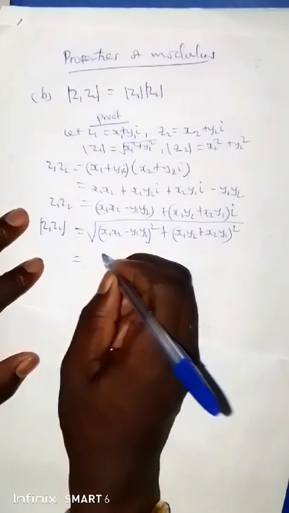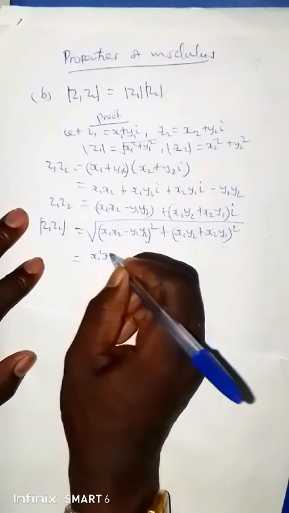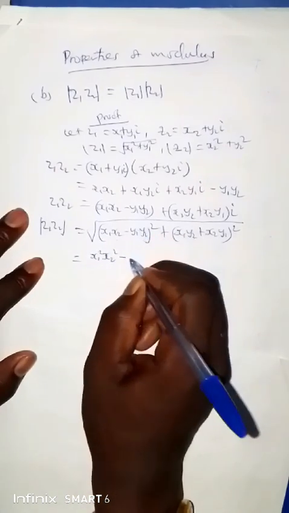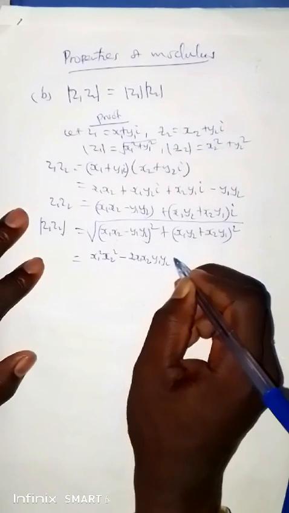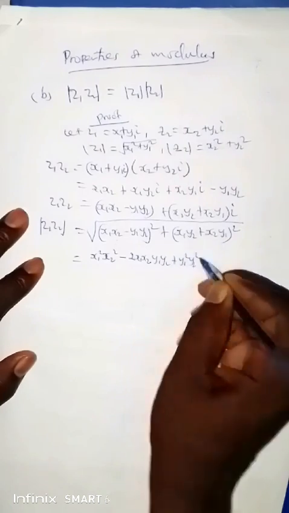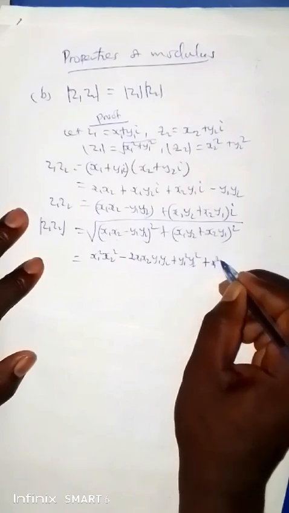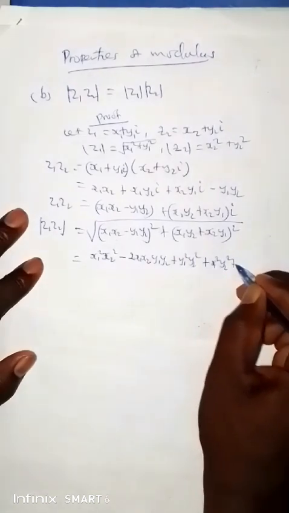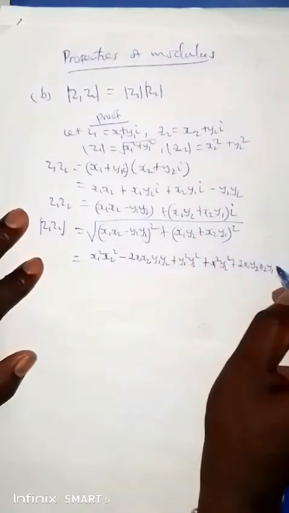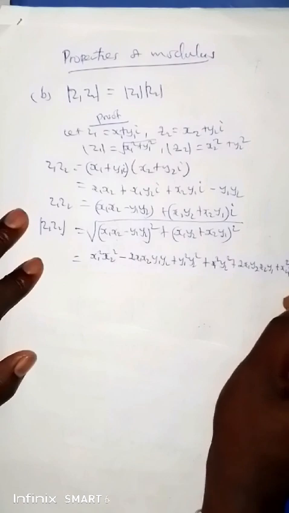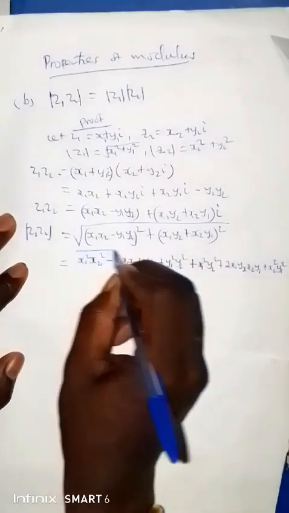So you continuously expand this one. When you multiply it out, it will be X1 squared X2 squared minus 2 X1 X2 Y1 Y2, and lastly plus Y1 squared Y2 squared. Then this one is X1 squared Y2 squared, plus 2 X1 Y2 X2 Y1, and when you expand that, lastly X2 squared Y1 squared, and you put a root.